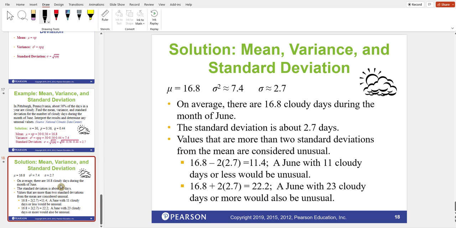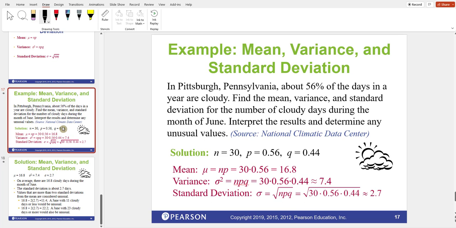So in this problem, it says in Pittsburgh, Pennsylvania, about 56% of the days in the year are cloudy. Find the mean, variance, and standard deviation for the number of cloudy days during the month of June. Interpret the results and determine any unusual values. So we're looking at the number of days in June. So n is 30, and each day is independent of each other. The probability that it's cloudy is 0.56, and then the probability that it's not cloudy is 0.44.